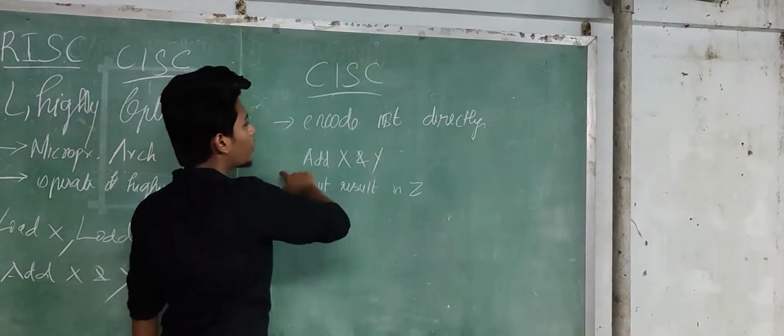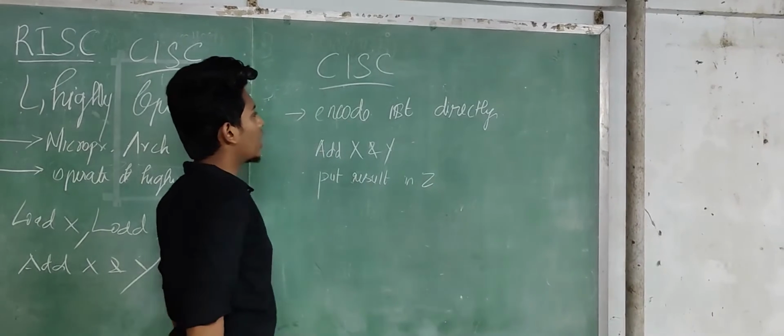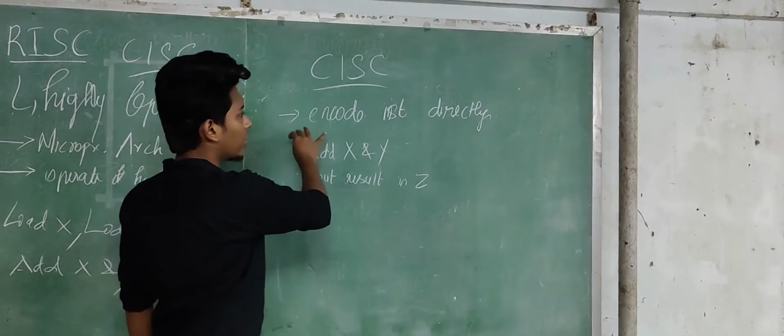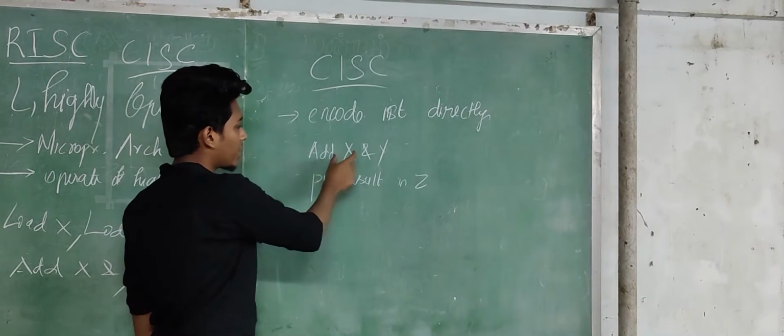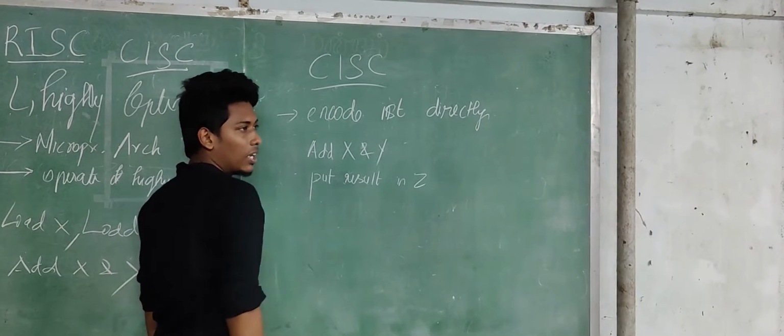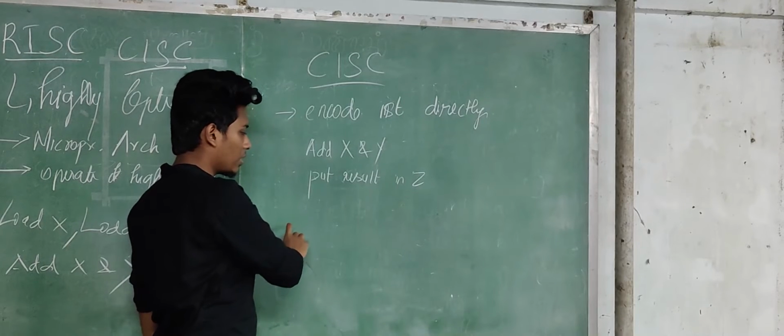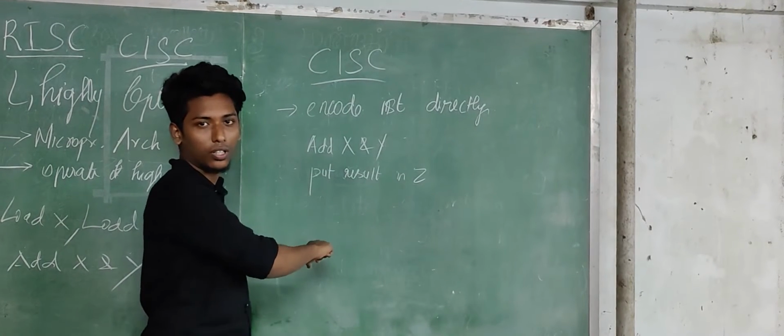CISC microprocessor stands for complex instruction set computer. The concept here is that it encodes the instruction directly. For example, it adds X and Y and puts the result in X. It usually takes much more time than the reduced instruction set.